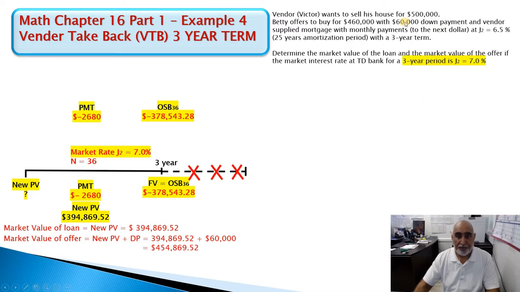This is Chapter 16, Part 1, Vendor Takeback Questions with no term or with a term. With no term, FV is 0. Find the payment, take that payment, and find the new PV. When there is a term, find the payment and the OSB with the contract. Then take the new market rate, and use the payment and your OSB as your FV. Done.